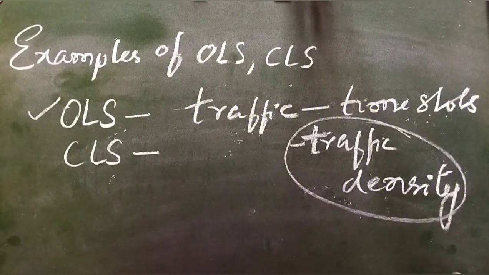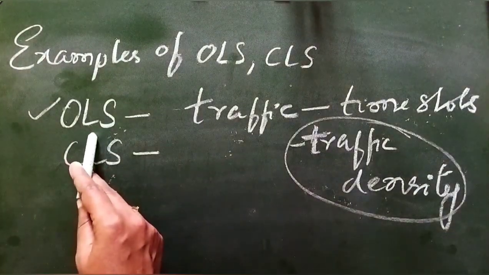Hello viewers, in the last session we have seen the basics of control systems, where we learned what a system is, what a control system is, followed by open loop and closed loop systems. In today's session, we'll see examples of an open loop system and a closed loop system.